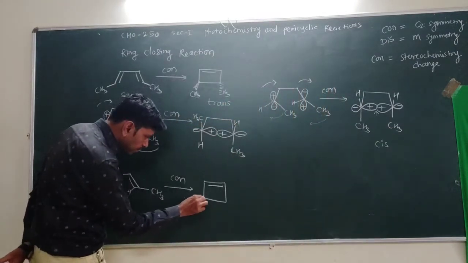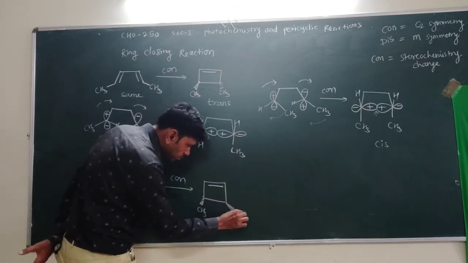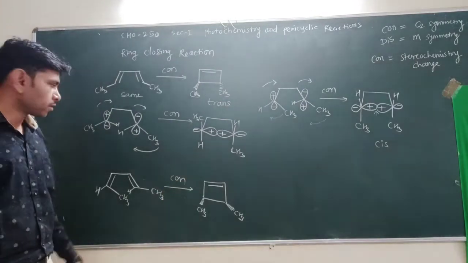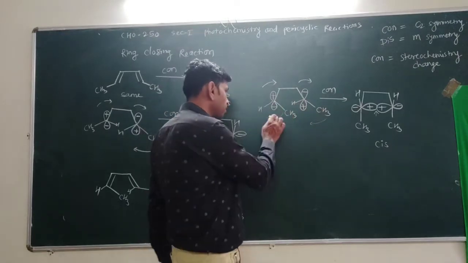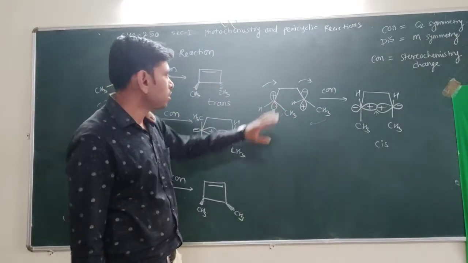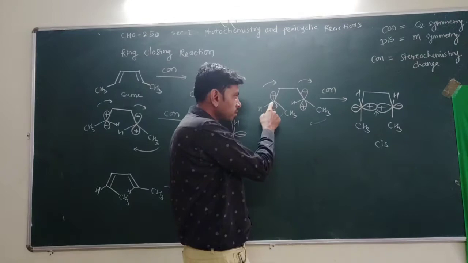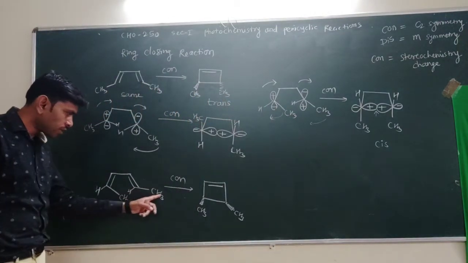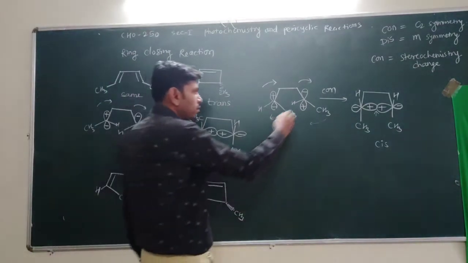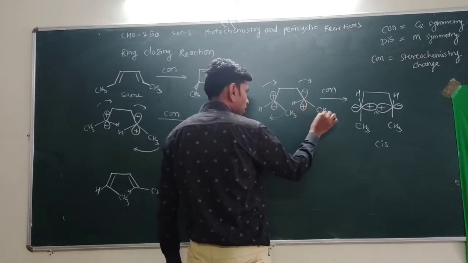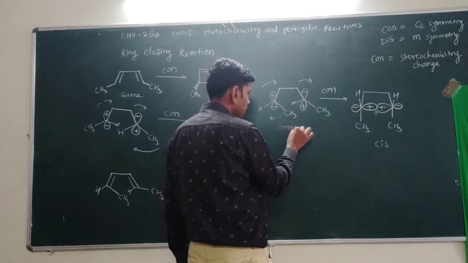Cis means both are either shown by wedge or by dotted. So this is the product of the reaction. Now, look at the reactant. One group is in the outward direction, outward of this molecule, and this one is on the inward side. So when this is outward, the other is inward. That means both groups are on opposite sides.